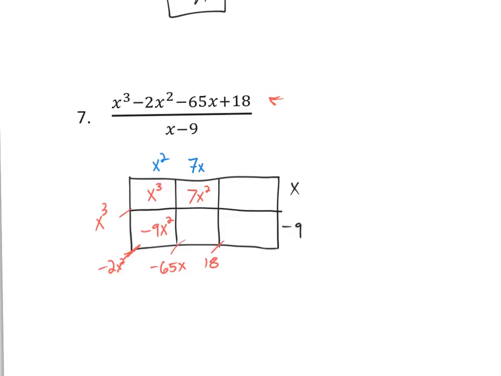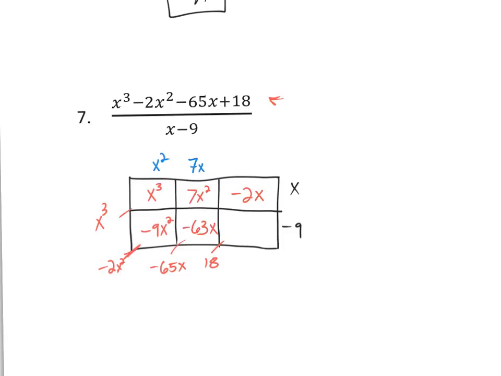Then I fill down the bottom. 7 times negative 9 is negative 63, and then x. And so we have to think something minus 63 is negative 65. I think that's a 2. Negative 2. Negative 2x. It's got to go there. And hope negative 2x minus 63x is negative 65.